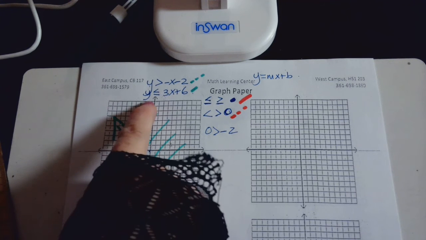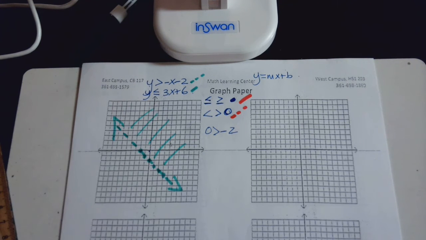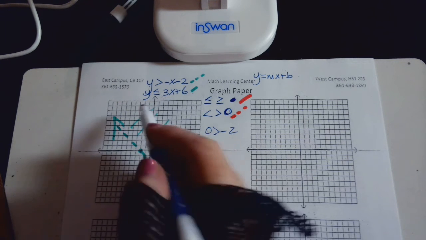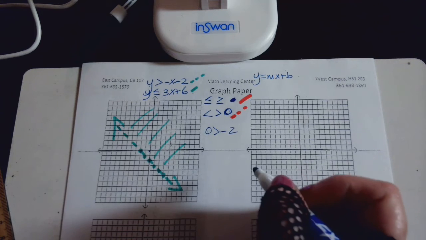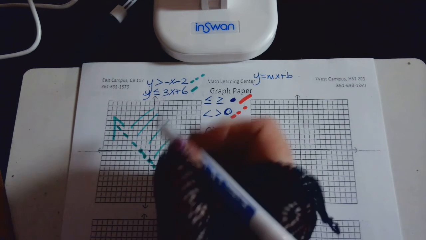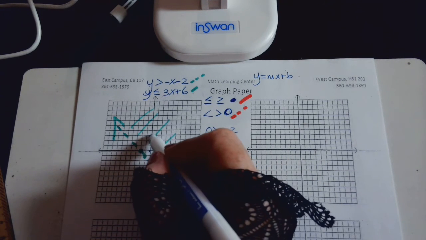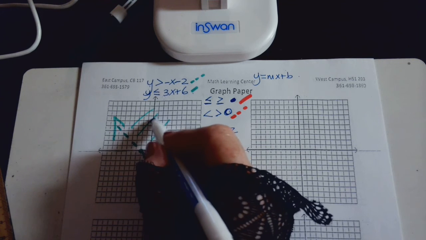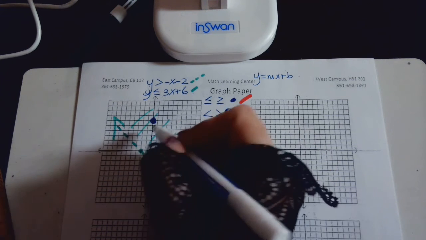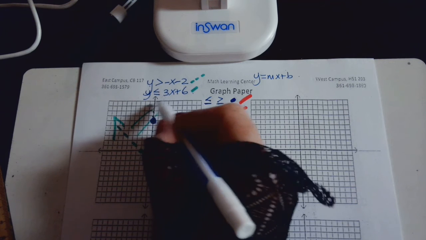So now we have to draw the other line, because what we're looking for is an intersection of these two lines where all the solutions are true for both of the lines. So let's go ahead and draw this. Maybe we draw this one in blue. Okay, so y is less than or equal to means that now I have a solid line. So I start at 6, 1, 2, 3, 4, 5, 6, that's my y-intercept, and then positive 3. So up 1, 2, 3 and over 1.